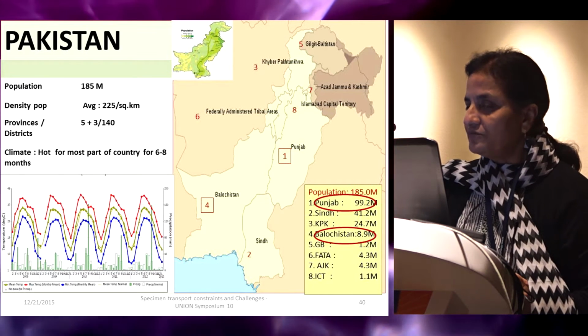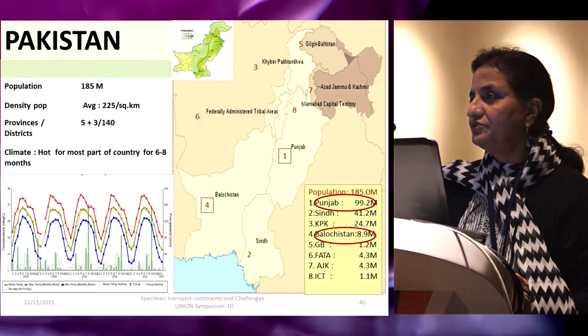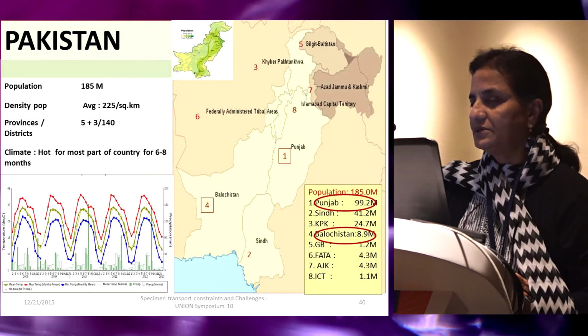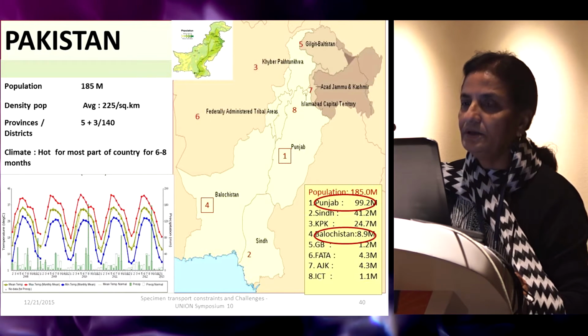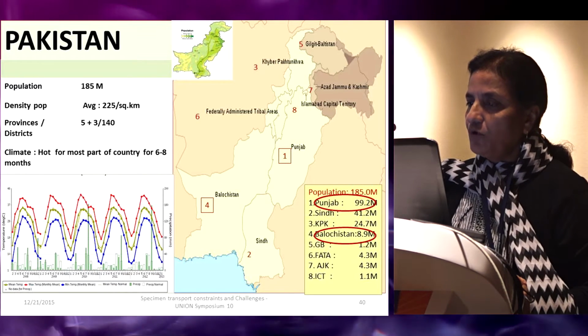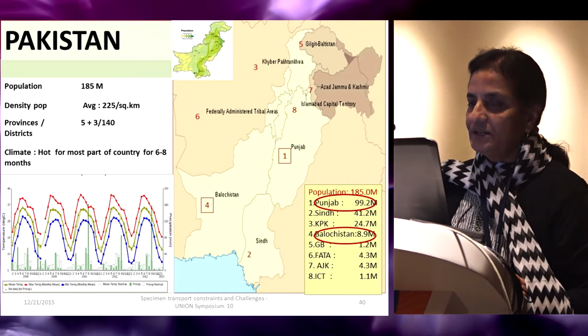So this province is really difficult even for the specimen transport, because it's very much underdeveloped. The population density is very scattered. So every province has its own challenges.